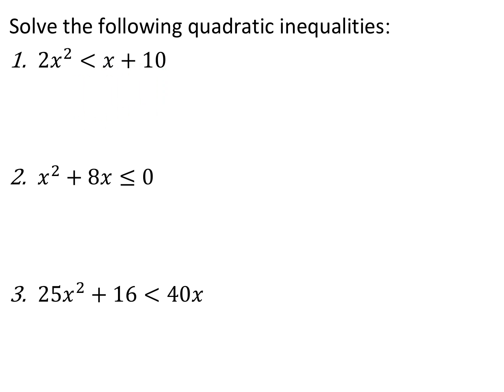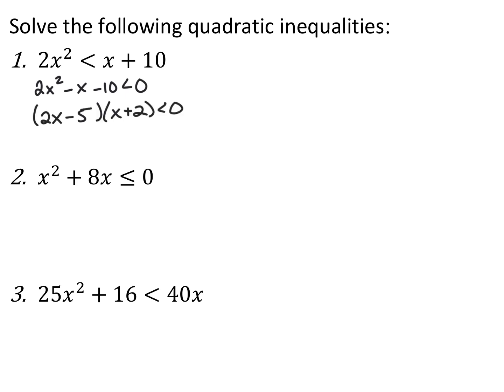So if I want to solve 2x squared is less than x plus 10, I want to make one side equal to 0. So I subtracted the x and the 10 across, and now I have 2x squared minus x minus 10 is less than 0. So now I want to find where this thing is equal to 0. So I'm going to do that by checking to see if it factors first.